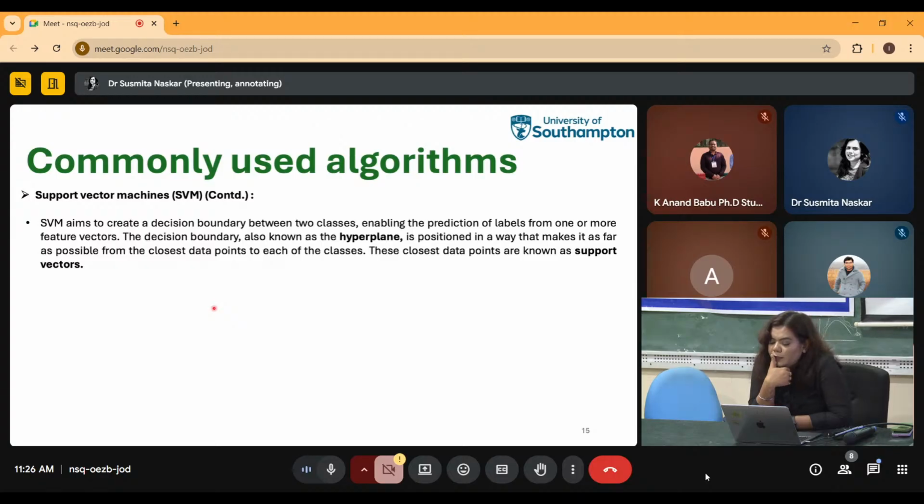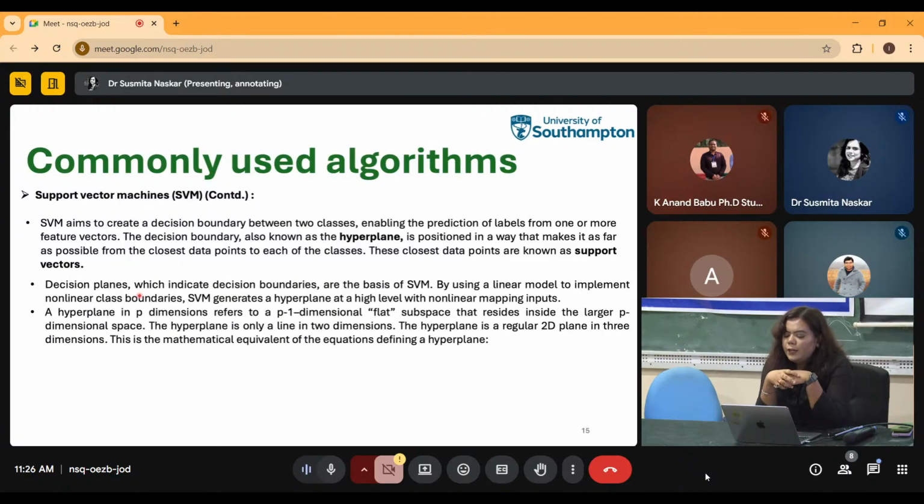Now continuing with support vector machines, let's try to see how they create the decision boundaries. The goal of SVM is mainly to create a decision boundary, as I was saying, between the two classes. This boundary is called a hyperplane, and it is positioned as far as possible from the closest data point of each class. These closest data points are known as support vectors, and they are key to defining the hyperplane.